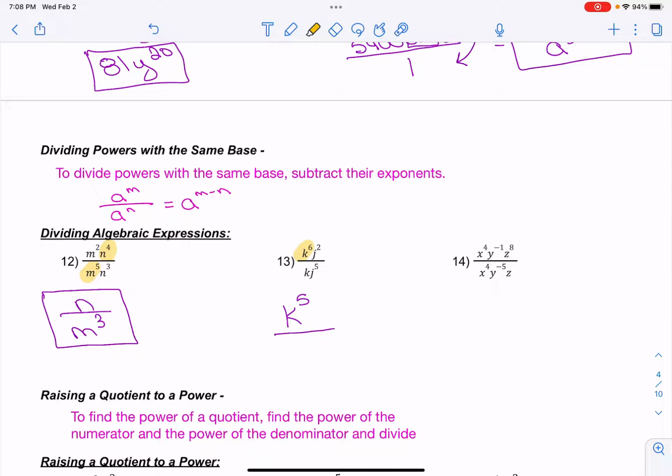And then we have j squared over j to the fifth. So j to the fifth was our larger exponent, which means j is going to go on the bottom because that's where j to the fifth was. And then we subtract our exponents. 5 minus 2 is 3, so we are left with j to the third power.